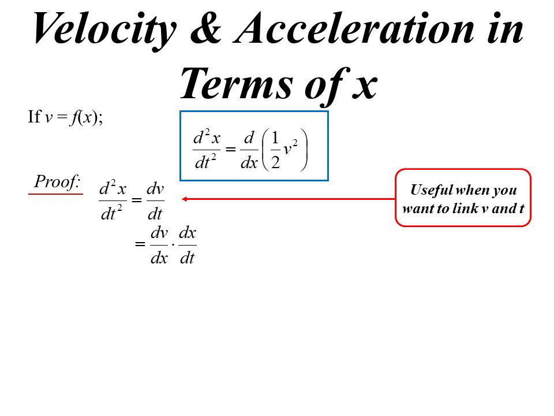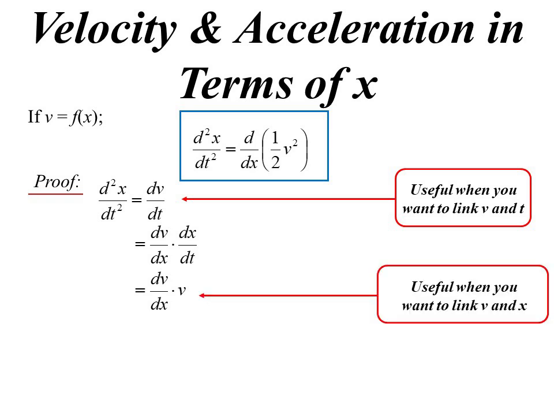I could use implicit differentiation, rates of change, call it what you will, and rewrite that as dv/dx times dx/dt. And dx/dt is of course velocity. So I now have it written as dv/dx times v. Now that's very useful when we want to link velocity and displacement together. But how do we get it back to this original thing I said?